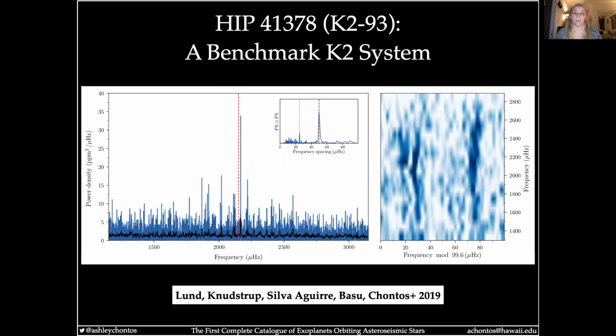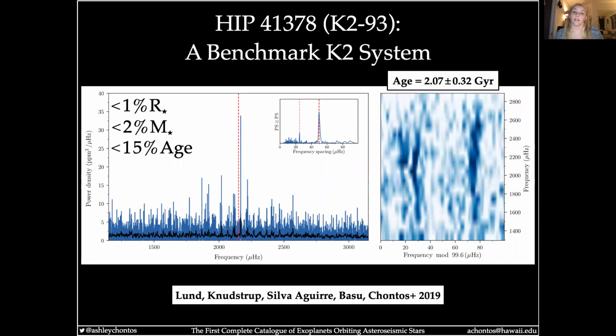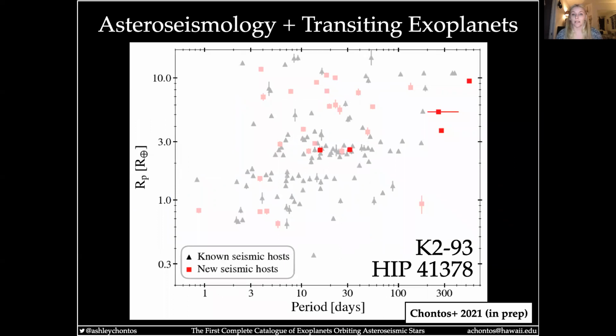The figure is taken directly from a paper by our collaborator Mikkel Lund, myself, and many others, and this was just last year, where we performed a detailed asteroseismic analysis to recharacterize both the star and the planet in this benchmark system. We did individual analysis of individual frequencies, which provided really precise stellar properties, measuring a radius and mass to better than 1 and 2% respectively. And we were also able to get an age of the system to better than 15%, yielding a final age of about 2 gigayears.